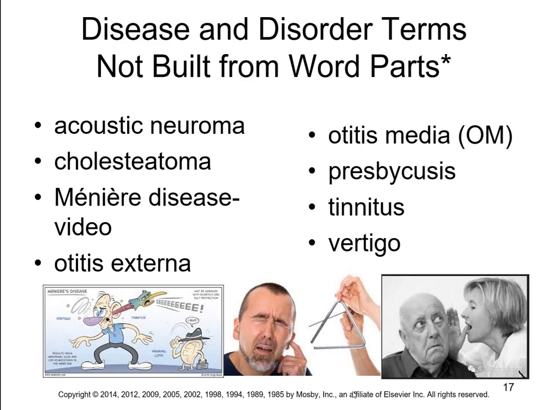So some diseases associated with the ear that are not built from word parts: acoustic neuroma, cholesteatoma, Meniere's disease, otitis externa, otitis media, presbycusis, tinnitus, and vertigo. Make sure you look at the book and find out what their definitions are. Cholesteatoma is a cyst-like mass of epithelial cells and cholesterol, which is kind of interesting.